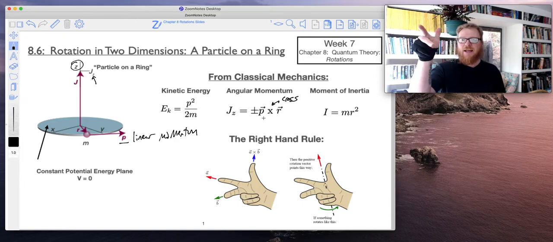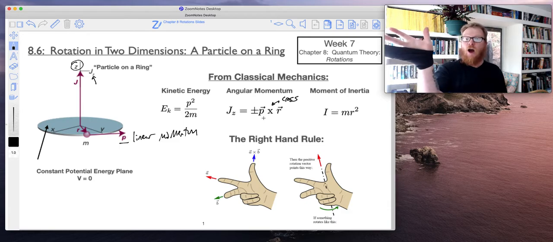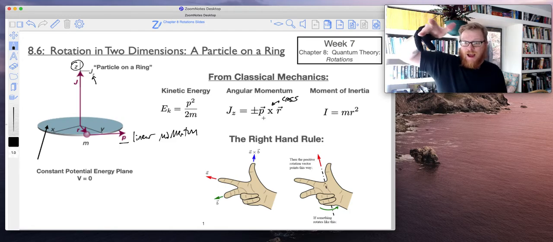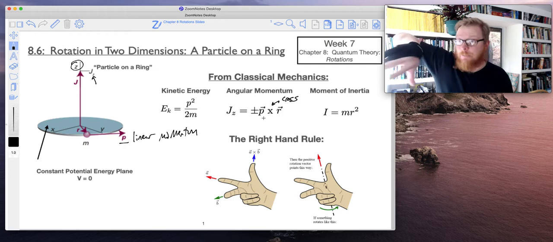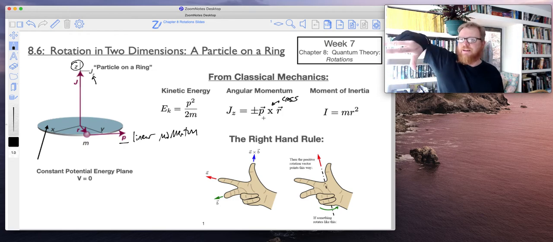And it's plus or minus because if I want to start spinning in the other direction, my angular momentum is now pointing in the opposite direction. It's pointing towards the negative Z.